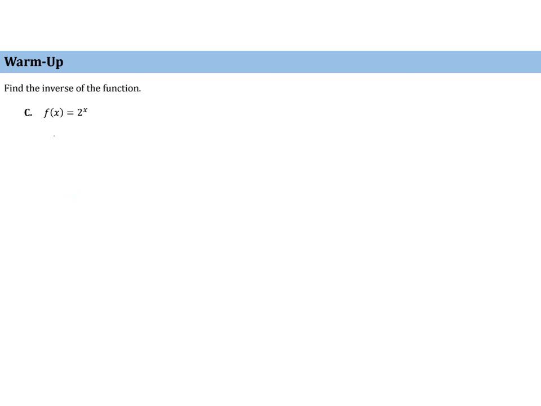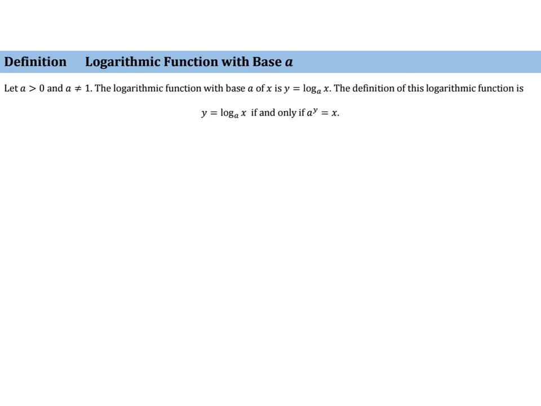What about this? We have y equals 2 to the x. Let's switch x and y. Now we need to solve for y. What would we be able to do to isolate the y here? We have a problem. So to deal with that problem, let's go ahead and introduce the logarithm.